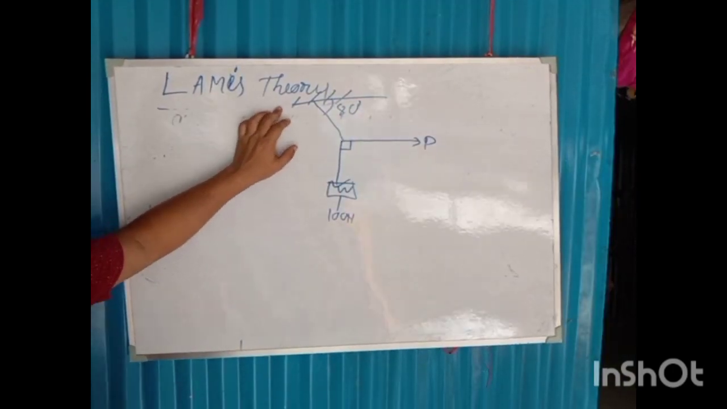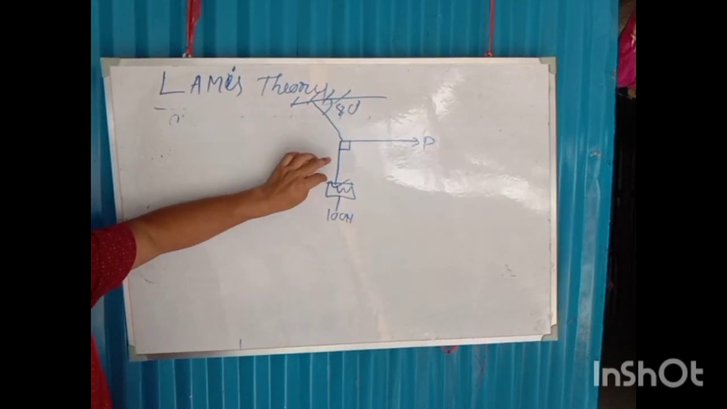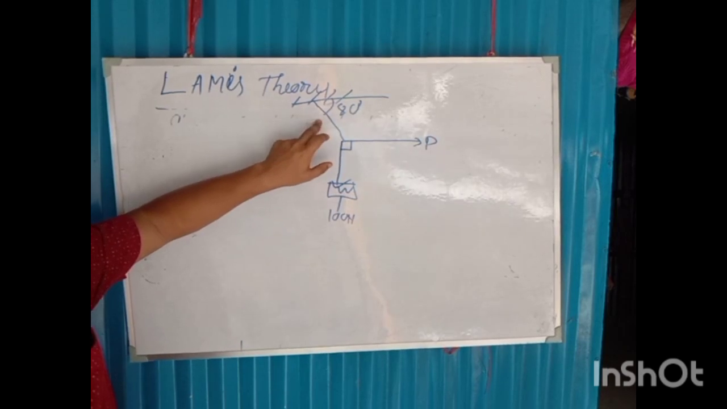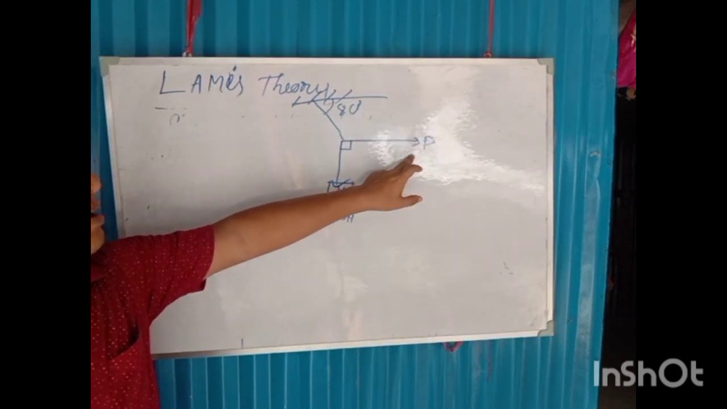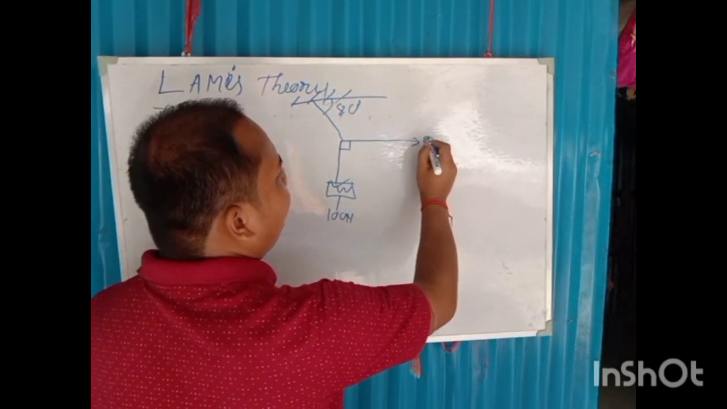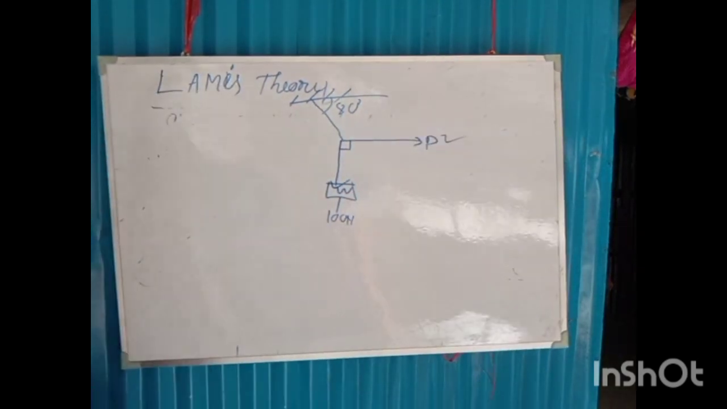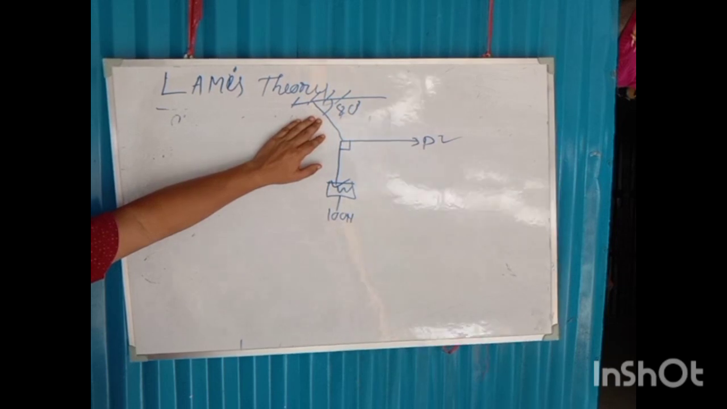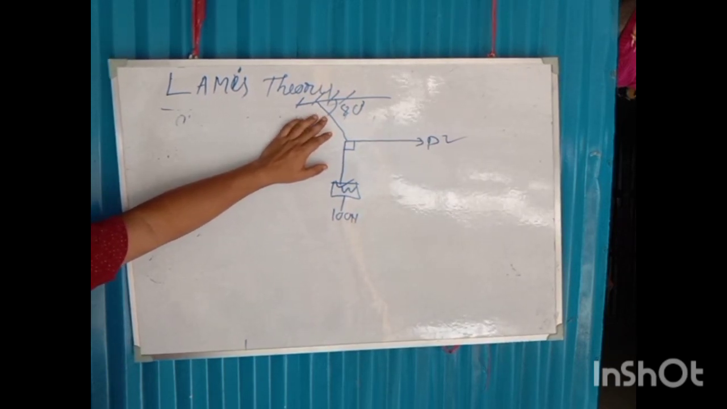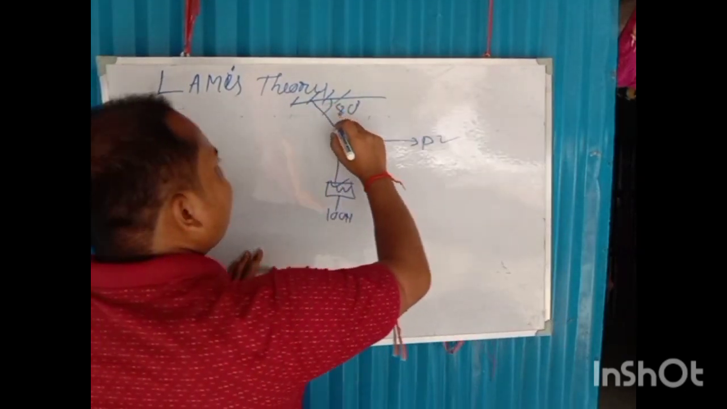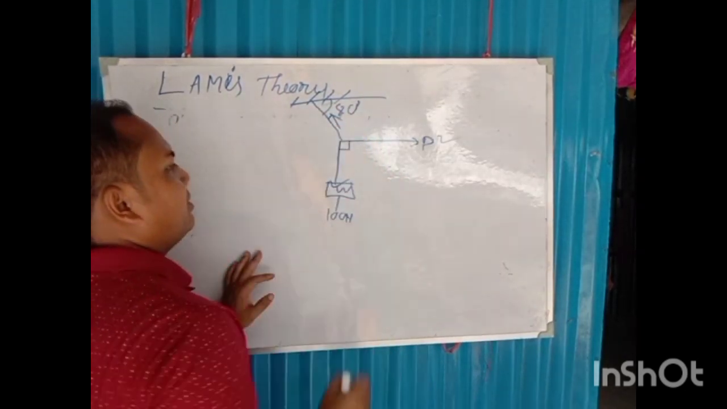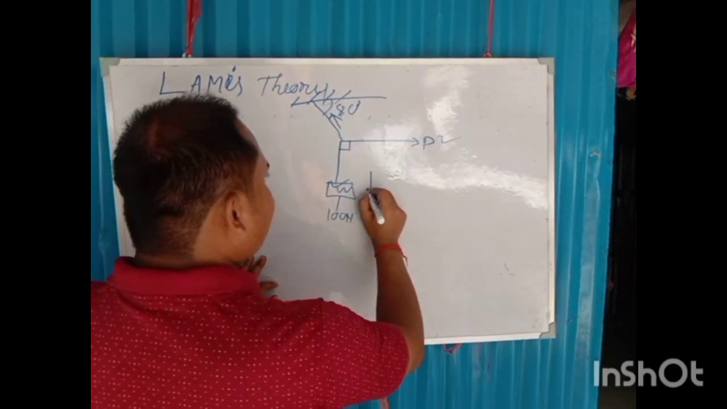This is the support, this is the weight, supported through the string. Okay, and also this is the force P. We have to find out the value of P. Okay, we know that there is some tension acting in the string. Tension means in this direction it will be acting, and weight in this direction it will be acting.